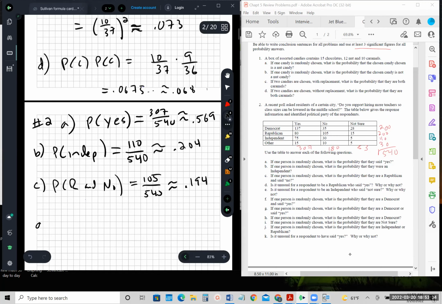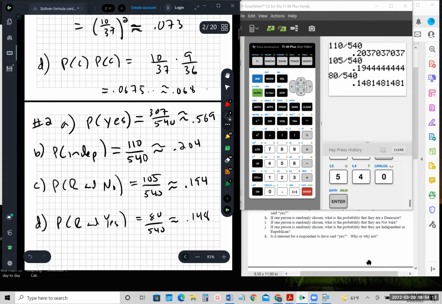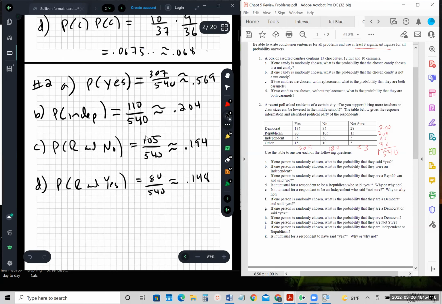That would be C. And then D would be, is it unusual for a respondent to be a Republican who said yes? Why or why not? So the Republican and said yes, if we look at that row, that would be 80 over the 540. So what we could do is take the 80, divide it by 540, and get 0.148. And the answer would be no. It is not unusual.